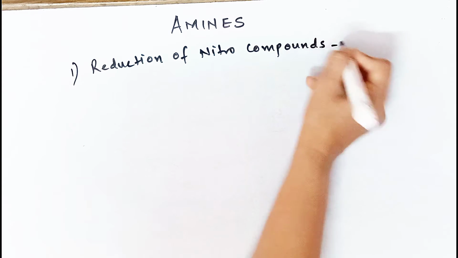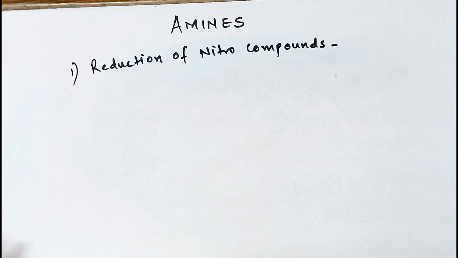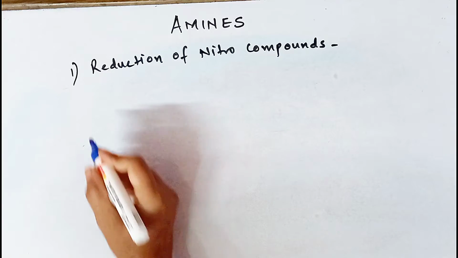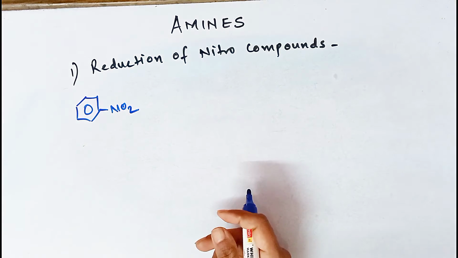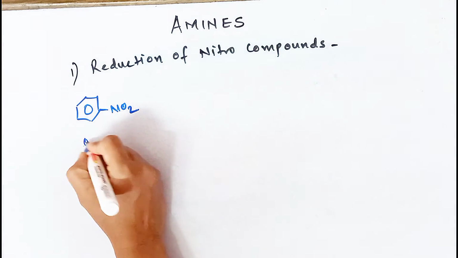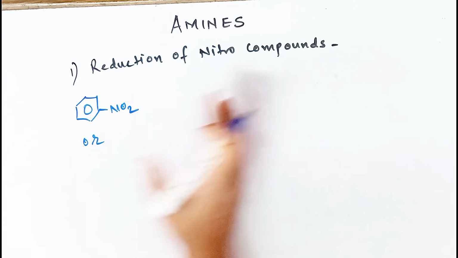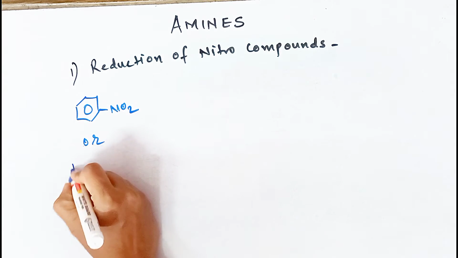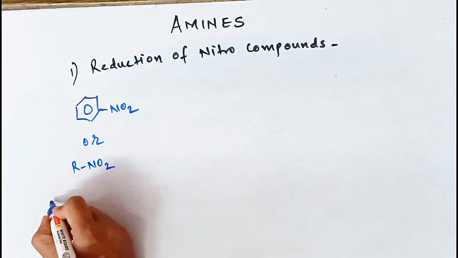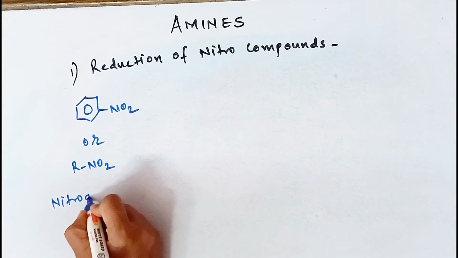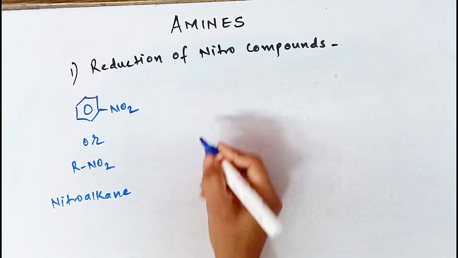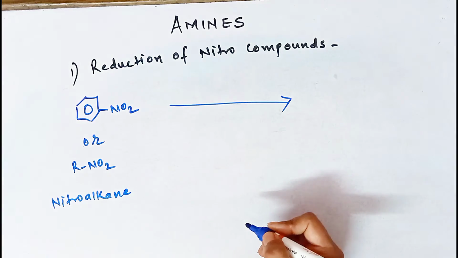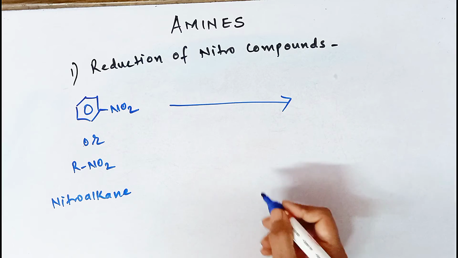Reduction, already known to us, is a term used when we are adding hydrogen atoms or when we are adding electrons. Let's take an example of the nitro compound, this one. This is nitrobenzene. If you want to prepare aromatic amines, you have to take nitrobenzene. If you have to prepare aliphatic amines, you have to take nitroalkane. So simple is that. So this is nitroalkane, that's nitrobenzene.